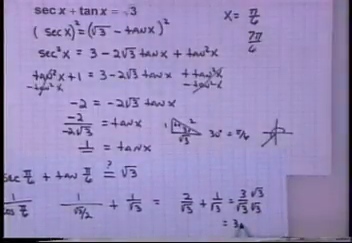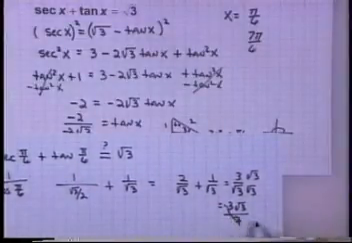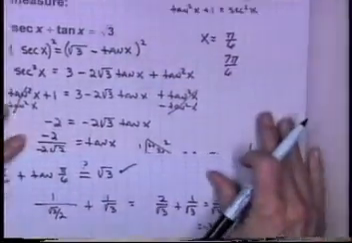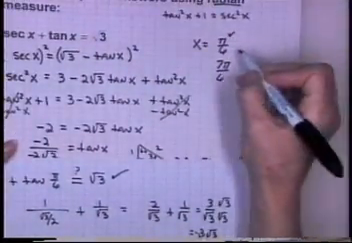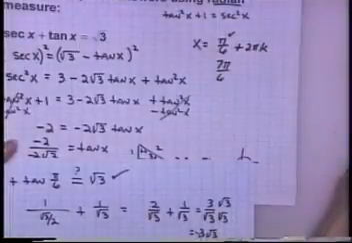So I have 3 square root 3 over 3. The 3's cancel. And guess what? I do get square root 3. So my pi over 6 checks. That means I can go ahead and say plus 2 pi k here.